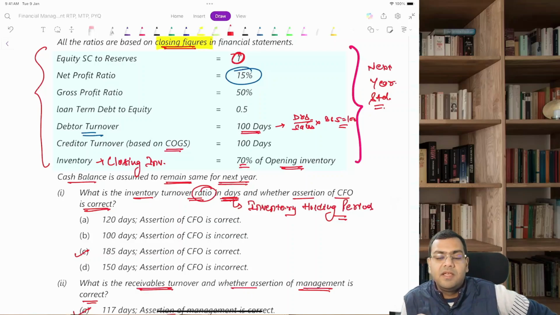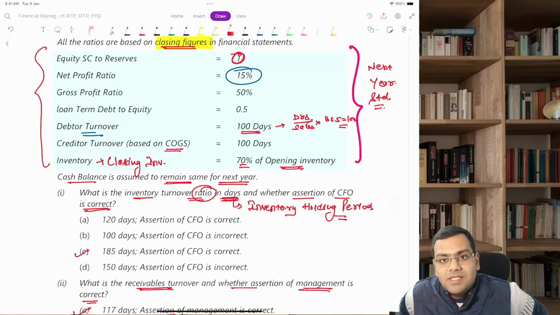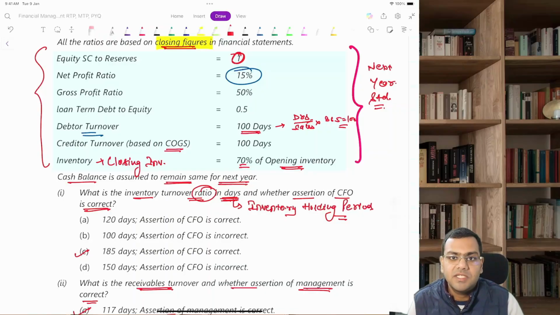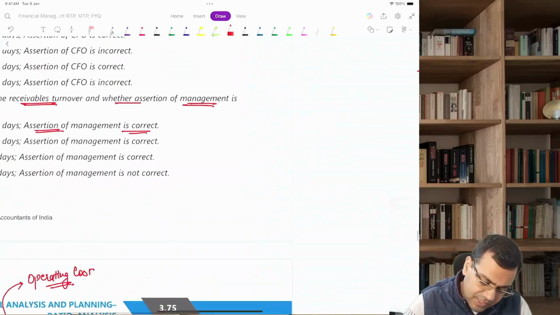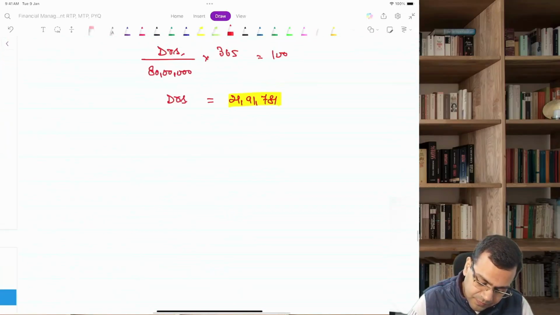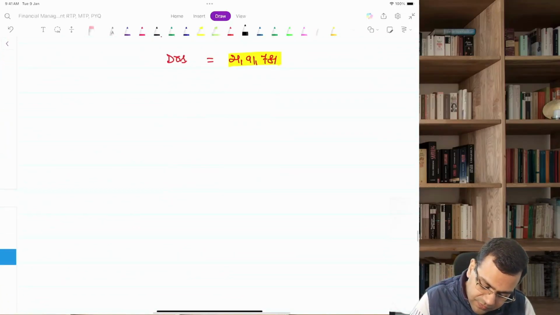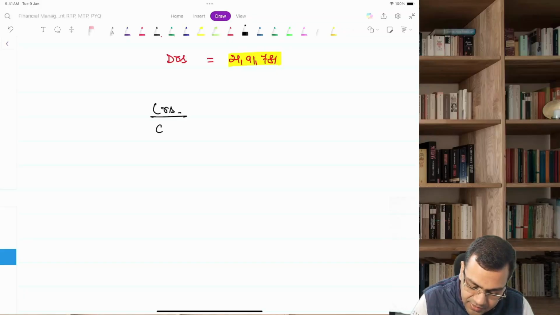Otherwise, what we write? Whenever the creditors turnover ratio is there, we say the creditors divided by purchases per day. But here, instead of purchases, what we are going to take is the COGS because it is clearly mentioned in the question. That is again 100 days. Fine. So how we are going to do this? We are going to write here the creditors divided by COGS multiplied by 365 is equal to 100 days, right?